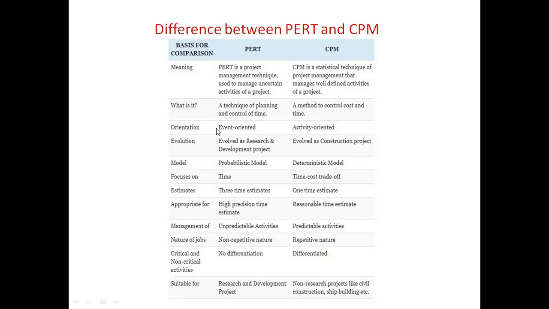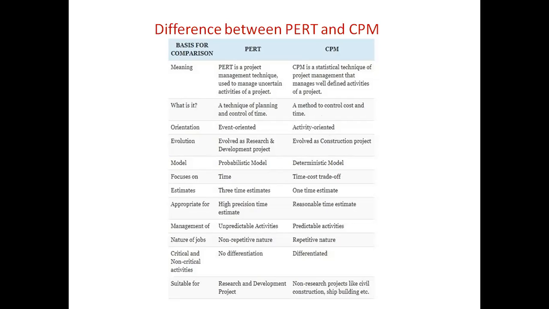Then PERT is event oriented, whereas CPM is activity oriented. PERT considers two happenings, that is, a start event and an end event of any activity. But CPM only concentrates on the execution of the activity.